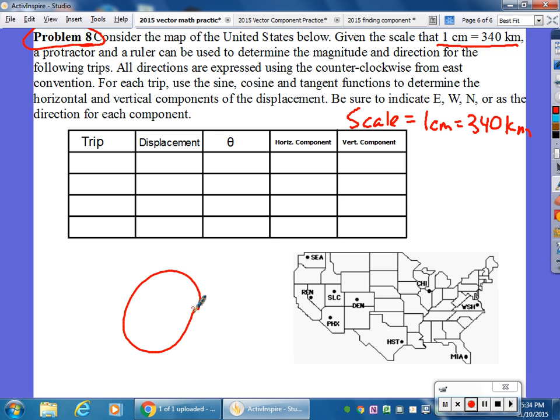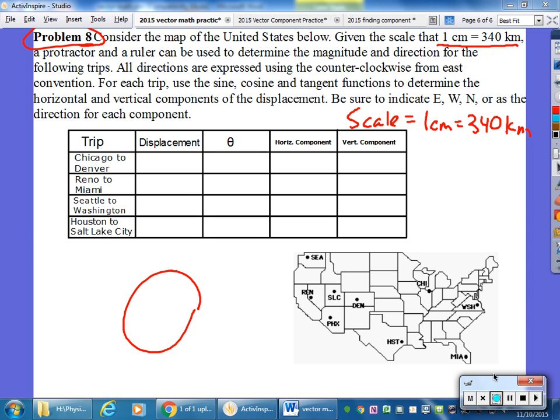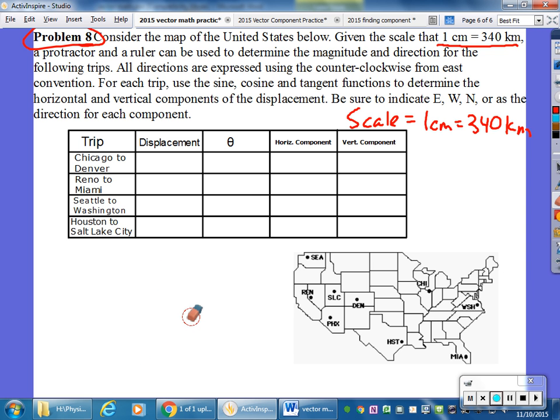So yeah, the trip here that they want to follow is, okay, now that I actually have some trips on here. Yours already had these on. So these are the trips that they want you to follow. And so we're going to start out with the trip from Chicago to Denver.